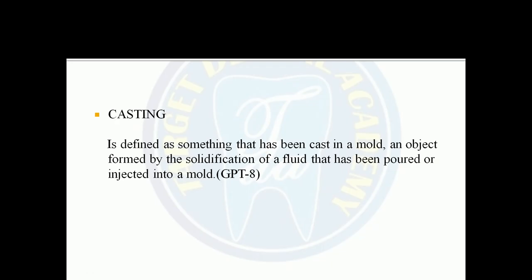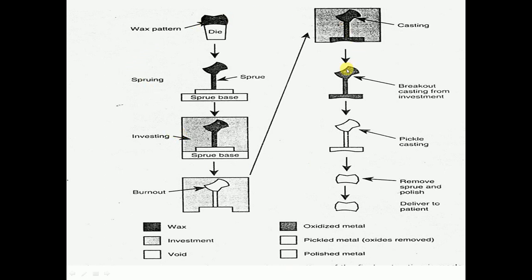This is the complete process. This complete process is known as casting, starting with the wax pattern. Then comes your sprueing, in which you attach the sprue on your sprue base. Then investment, you put in investment material, and this complete thing you put into a furnace. In that, the wax is burned out, and you put your cast material into that hollow space, and after that you break out the casting from the investment, and then you pickle the cast. It means you remove the oxide, and then you remove the sprue. Then you polish your casting and deliver it to your patient. This complete process is known as casting.